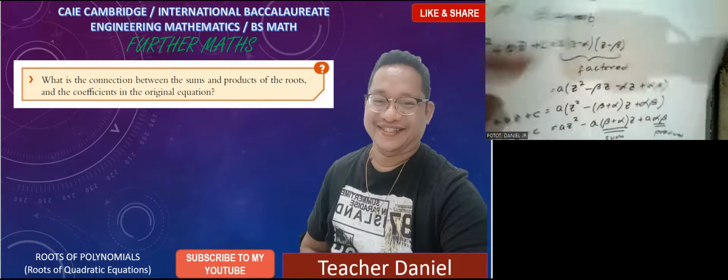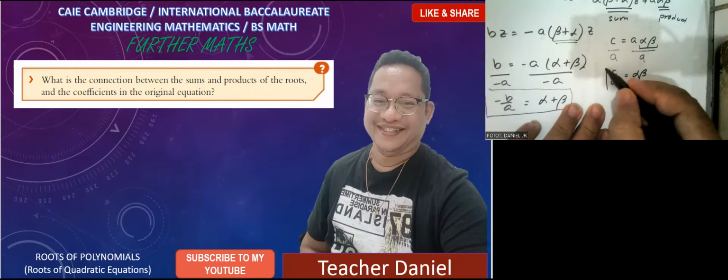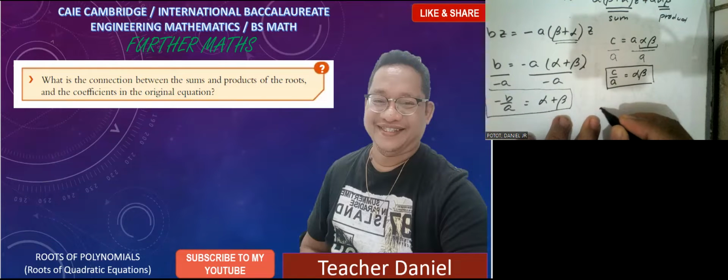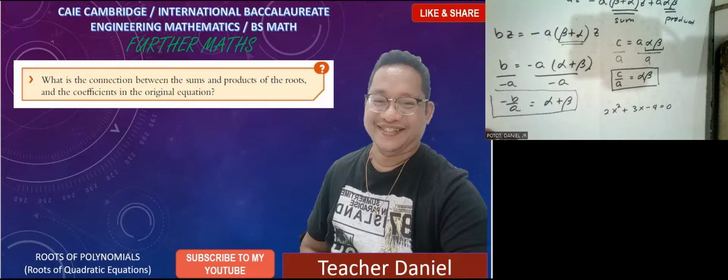Now, what is the implication of that? I will just give you a very simple example. Let's say I have 2x squared plus 3x minus 4 is equal to 0. By just looking at this, what is the sum of the roots and what is the product of the roots? This will actually give us the answer.